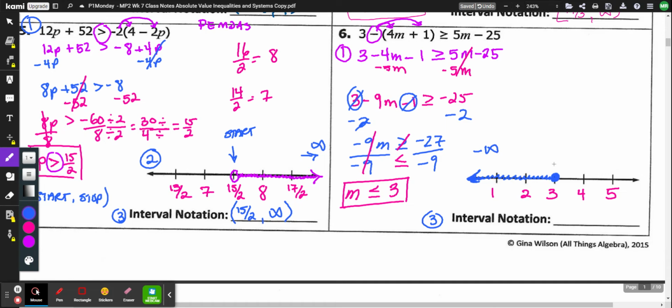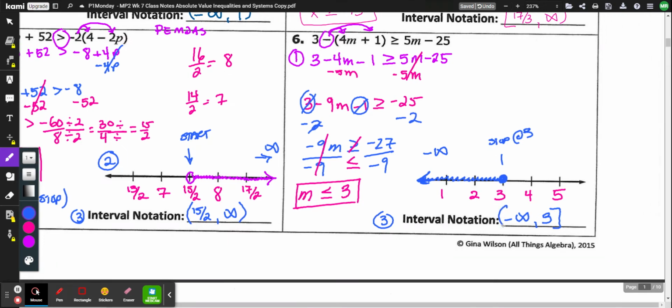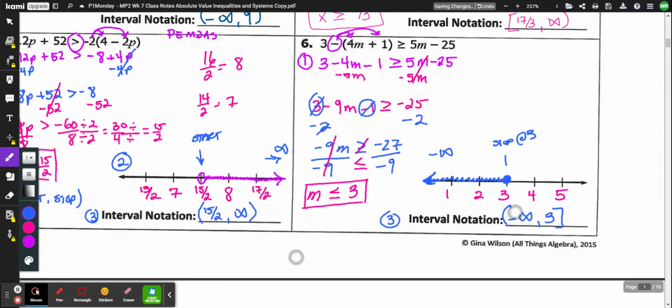So that's our start, and our stop is, we stop at 3. So we're going to write negative infinity, comma 3. We do include the number and the closed dot, so we do a bracket there, and then we do a parenthesis.